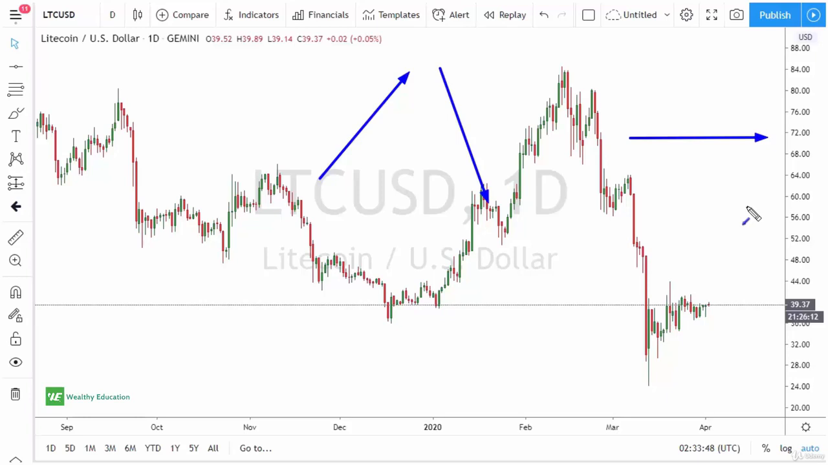So uptrend, self-explanatory, prices rising over time. Downtrend, self-explanatory, and sideways. So those are the three states the market will be in. It can only be in one of those three states.